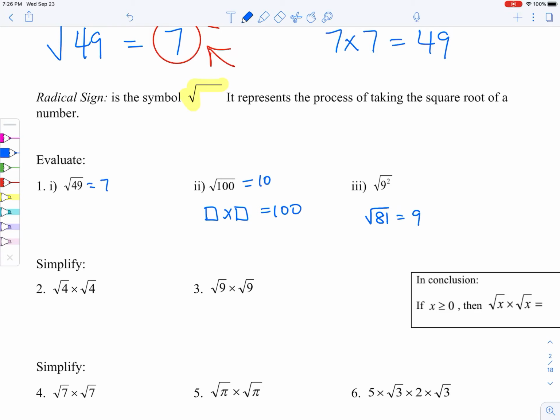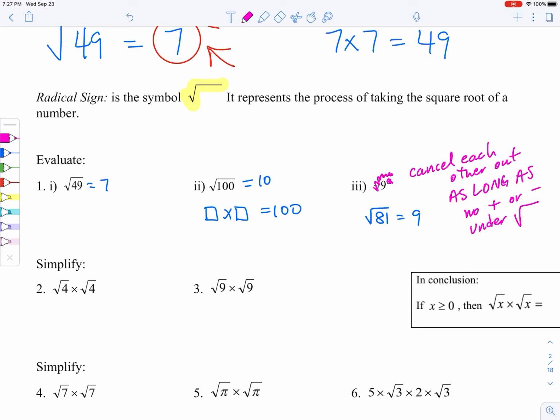But a short trick that we can do is we can recognize that the square root and a square cancel each other out as long as there's no plus or minus under the radical sign. So as long as there's no plus or minus under the square root sign.